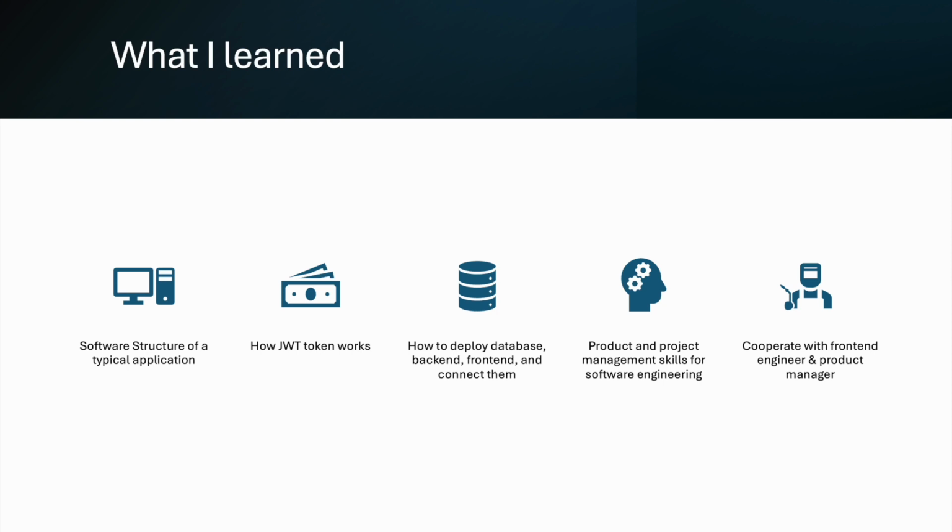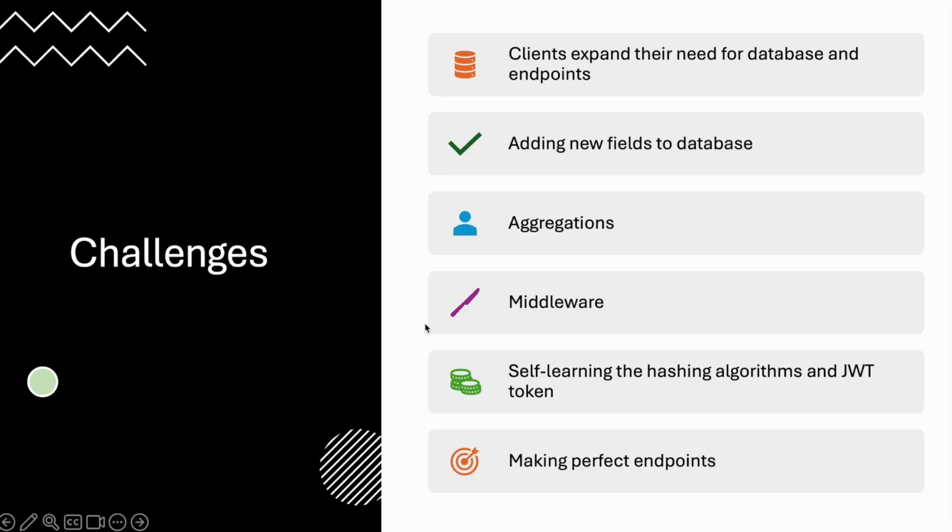I've gained a lot of product and project management skills for software engineering. And the last thing I've learned, which is also important, is how to cooperate with the front-end engineer and with the product manager, and I found the cooperation this fall was very, very smooth.